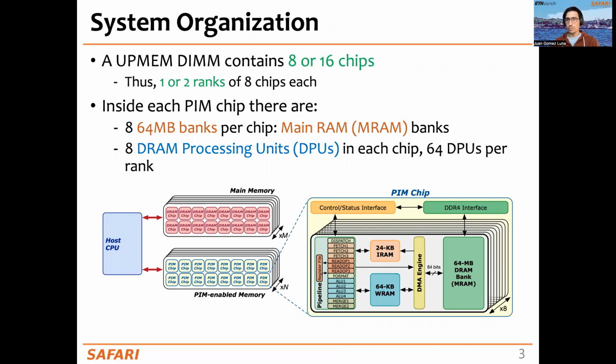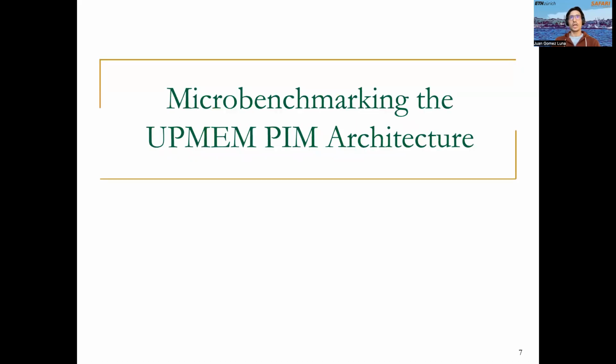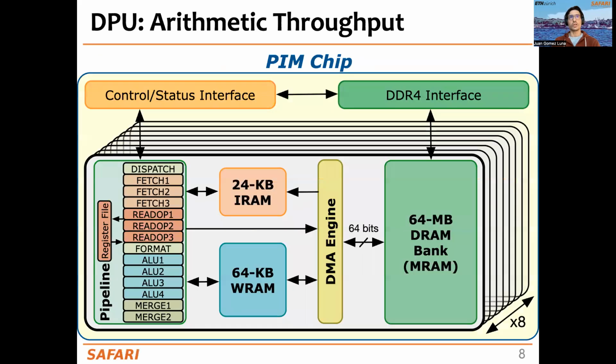Inside each PIM chip, remember that there are 8 DRAM memory banks called MRAM banks and 8 DRAM processing units or DPUs. As you can see, the DPU pipeline has access to actually 2 SRAM-based memories. One is for instructions, and the other one, called WRAM, is a scratchpad for operands. It's sort of a software-managed cache. We are going to talk in more detail today about all these different components. So let's talk about the microbenchmarking of the UPMEM PIM architecture.